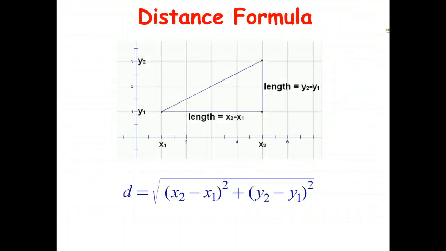So to summarize, if we've got 2 points with coordinates x1, y1 and x2, y2, that's the formula for finding the distance between them. So you might want to stop the video and write that down. Let's go ahead and show you how it all works.